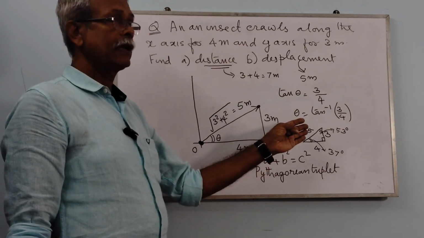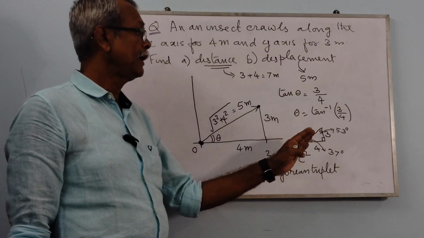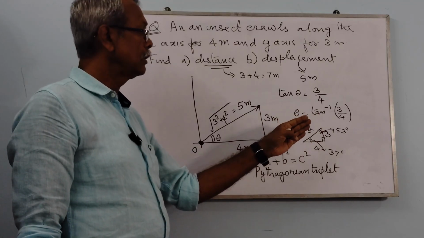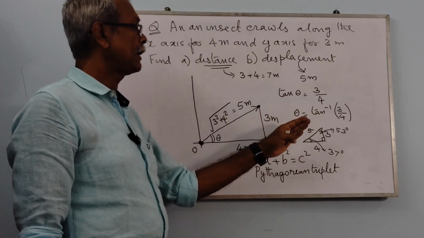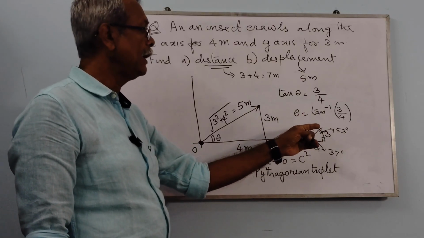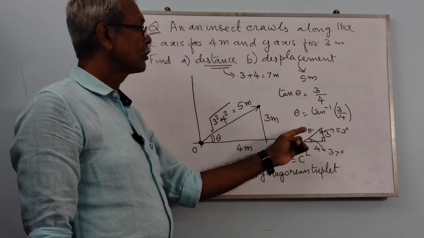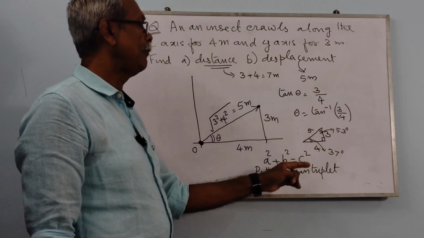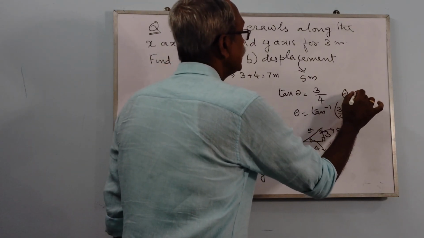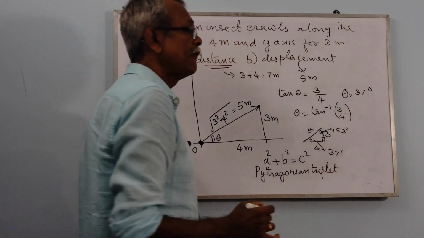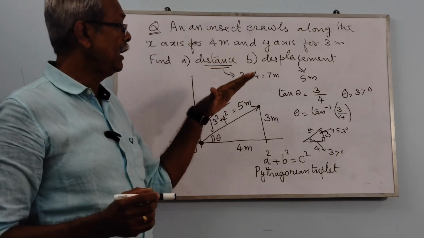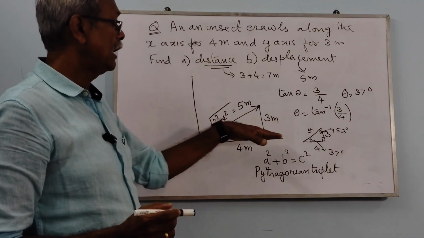So we can calculate the sine, cosine and tan of 37 degree as sine is 3 divided by 5, cosine is 4 divided by 5 and tan is 3 divided by 4. Similarly, you can calculate it for the complementary angle 53 degree. Sine will be 4 divided by 5, cosine will be 3 divided by 5 and tan will be 4 divided by 3. Therefore, this angle theta is equal to 37 degree. So we have a vector having magnitude 5 meter inclined at an angle 37 degree in the anti-clockwise direction with the x-axis.